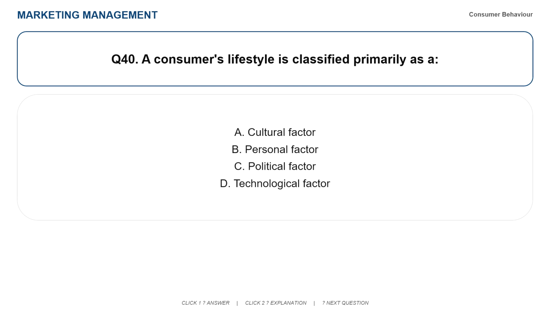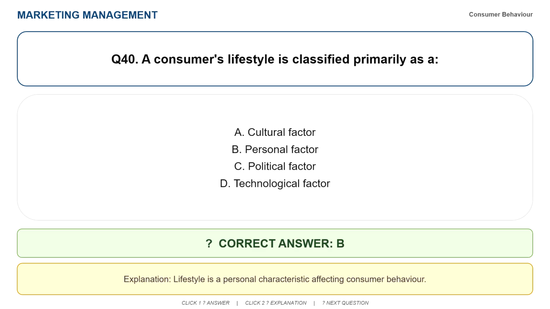Question 40. A consumer's lifestyle is classified primarily as a. Option A, cultural factor. Option B, personal factor. Option C, political factor. Option D, technological factor. The correct answer is B. Explanation. Lifestyle is a personal characteristic affecting consumer behavior.